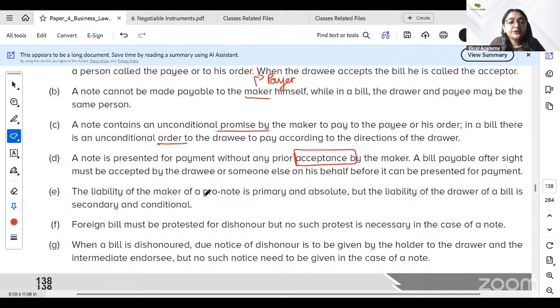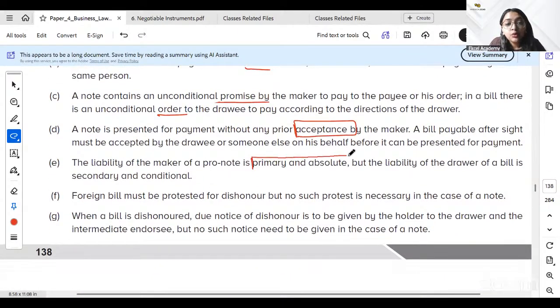The liability of the maker is primary and absolute. So whoever is promising to pay, it is their primary liability, but the liability of the drawer is secondary and conditional. Who is making it? The drawer. Whom is it addressed to? The drawee.